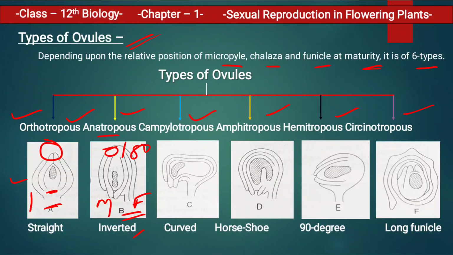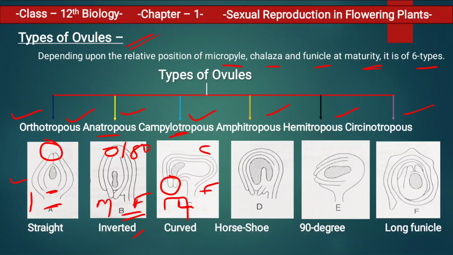Okay, so the next type is the campylotropous. Here you can see this part is the micropyle, this part is the chalaza and this part is the funicle. Campylotropous is one kind of anatropous, but the body here is a curved type of structure. Chalaza and funicle form a 90 degree angle. But micropyle and chalaza are not in a straight line.